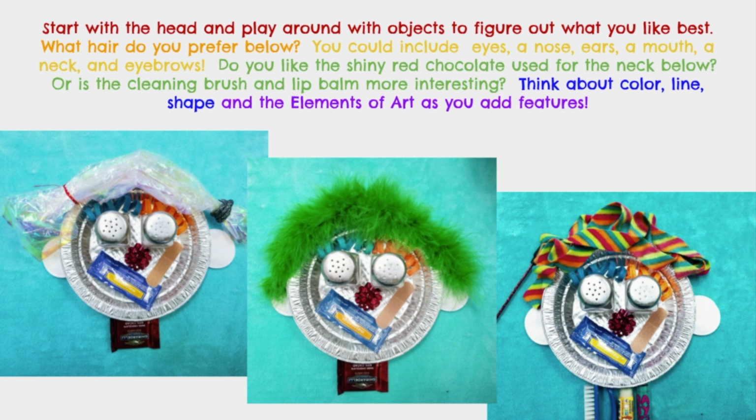Start with the head and play around with objects to figure out what you like best. What hair do you prefer? You could include eyes and nose, ears and mouth, a neck and eyebrows. Do you like the shiny red chocolate used for the neck below? Or is the cleaning brush and lip balm more interesting?